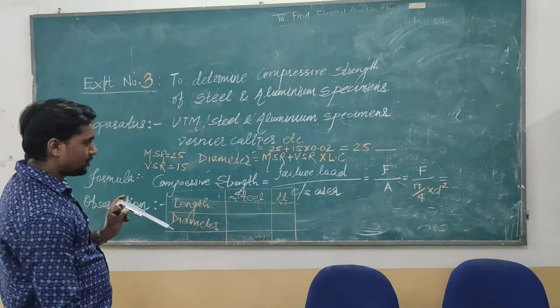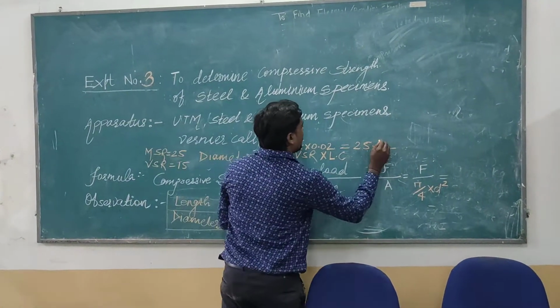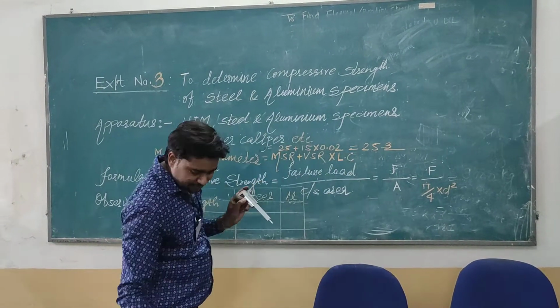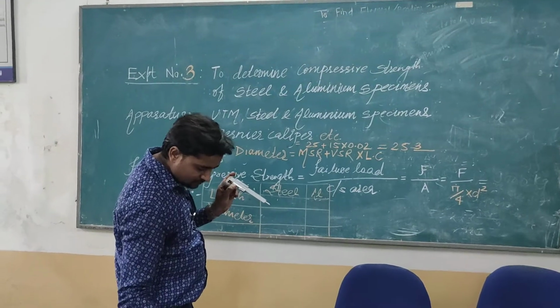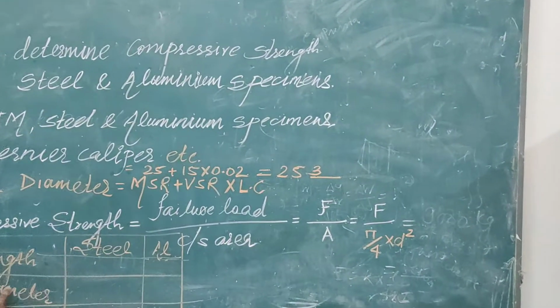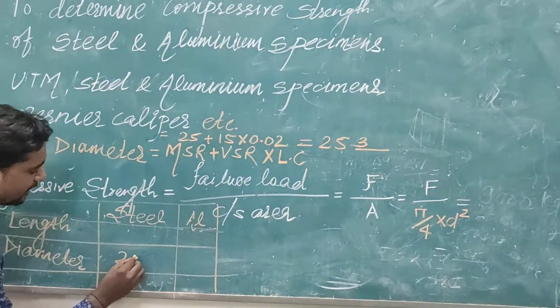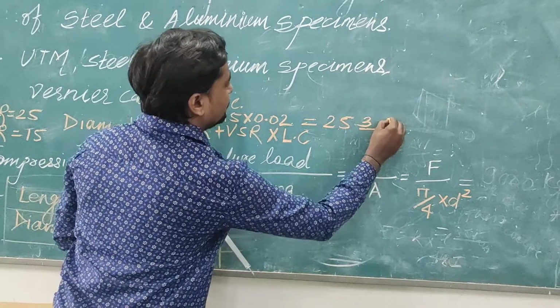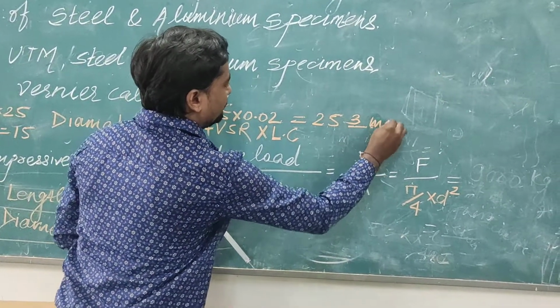So 25.3 is the answer. This is the diameter of the steel bar, 25.3, unit mm.